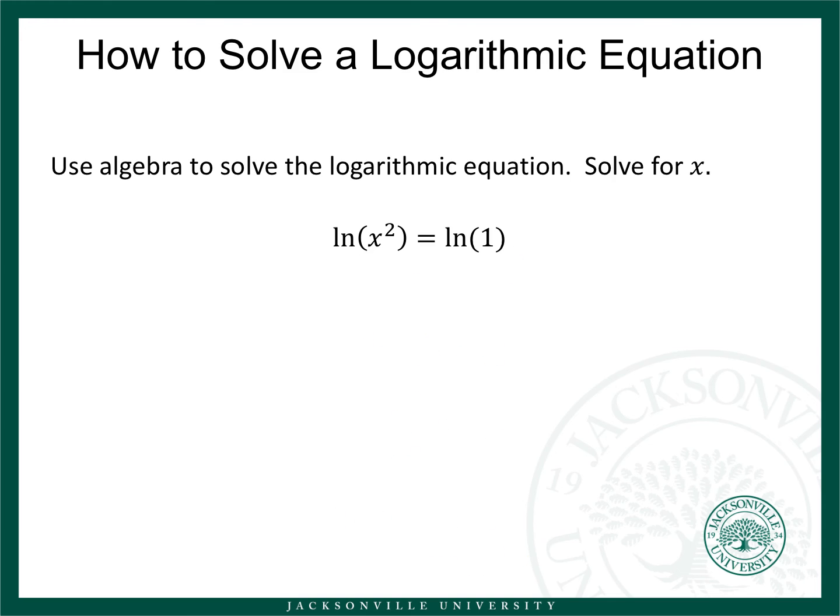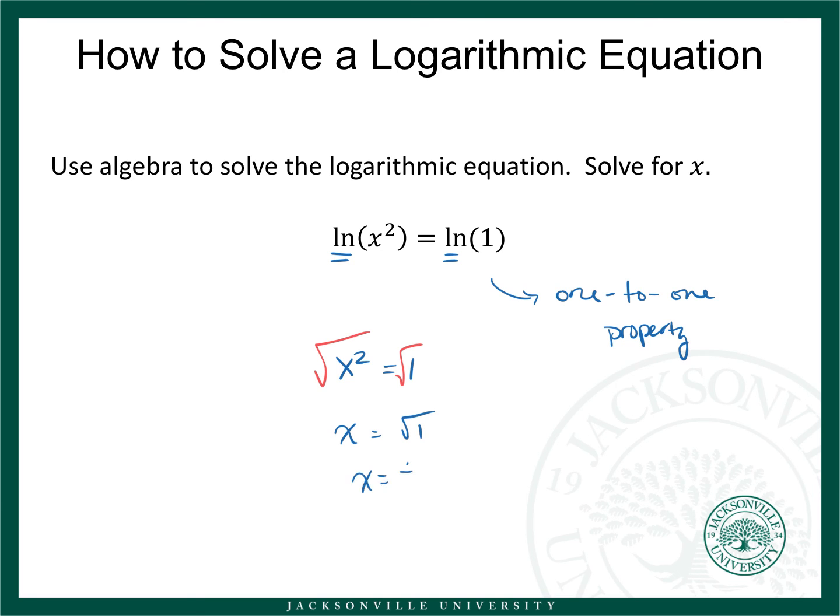Last example. Here we want to solve for x again. In this particular problem, notice that you have the natural log of some number on the left and the natural log of some number on the right. So again, here we can use the one-to-one property, which tells us that we can set x squared equal to 1. To solve for x, we would take the square root of both sides. And that gives me x, and if you take the square root of 1, x is equal to plus or minus 1. So we actually have 2 solutions here.